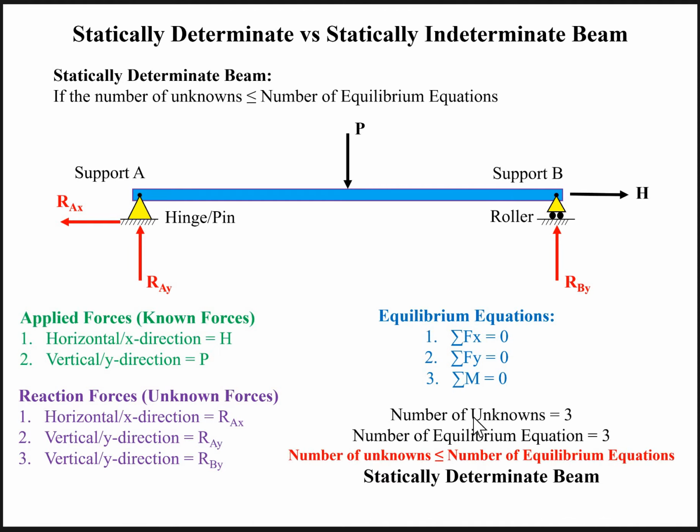So let's see whether it's statically determinate or indeterminate. Looking at the number of unknowns, the unknowns are 3 in number, and the equilibrium equations are also 3 in number, which means the number of unknowns is equal to the number of equilibrium equations. So we can call it a statically determinate beam in this case.